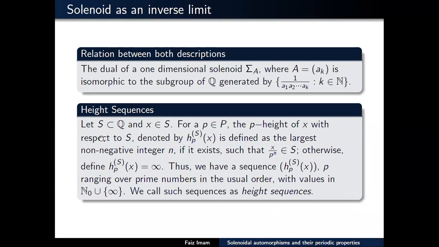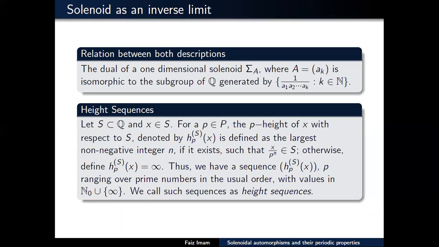Let S be an arbitrary subset of the set of rational numbers, and X is a term belonging to this set S. For an arbitrary prime P, the P height of X with respect to this set S is denoted by h_P^S(X) and is defined as the largest non-negative integer n, if it exists, such that X by P to the power n belongs to S.